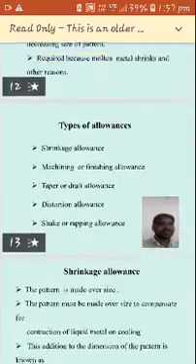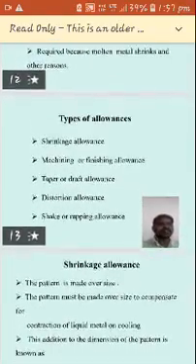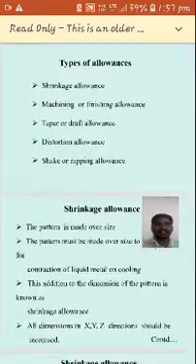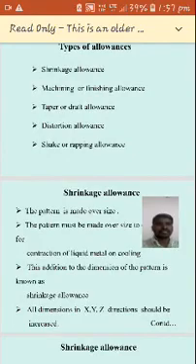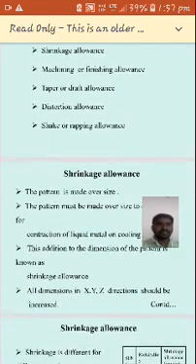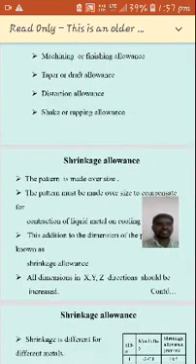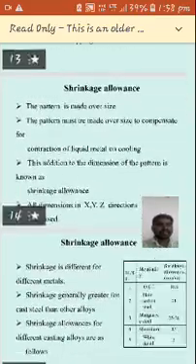Generally, what are the different types of allowances to add to the pattern? A few types of allowances are there. The first one is shrinkage allowance, the second is machining or finishing allowance, the third is taper or draft allowance, the fourth is distortion allowance, and the fifth is shake and rapping allowance. We will see them one by one.